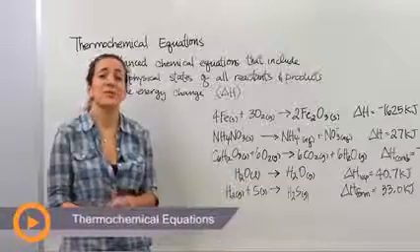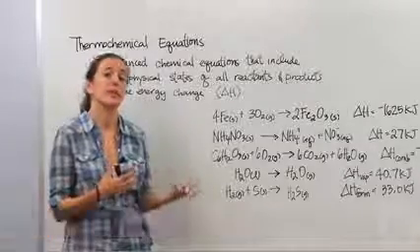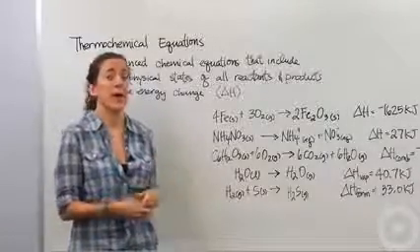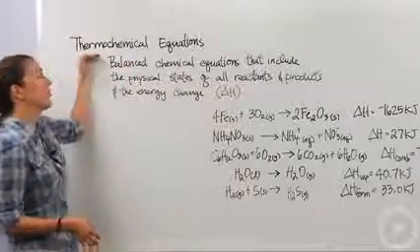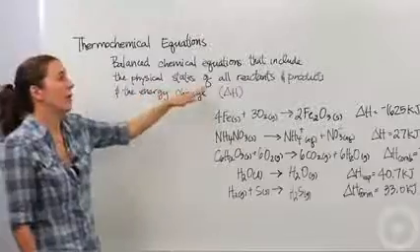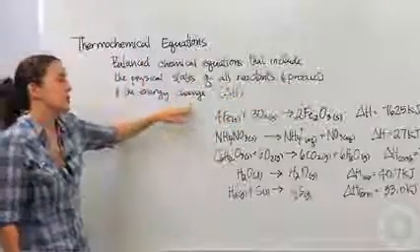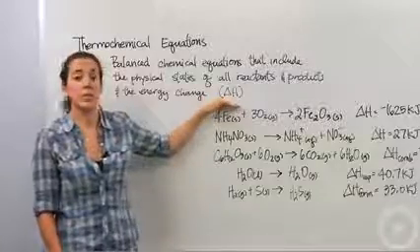All right, so sometimes when you're dealing with balanced chemical equations, you're going to want to include the amount of energy that's either being absorbed or released in that reaction. So we're going to call those thermochemical equations. They're balanced chemical equations that include the physical states of all reactants and products, which they should always have, and the energy change, which we're going to call delta H, or enthalpy change.